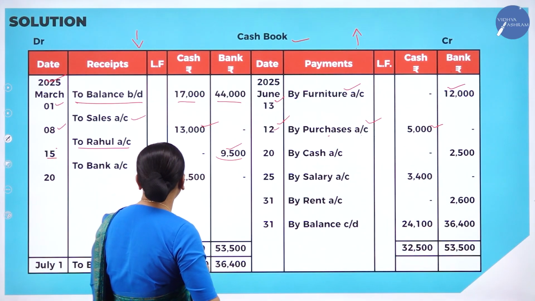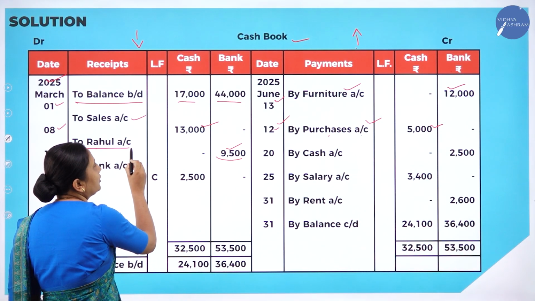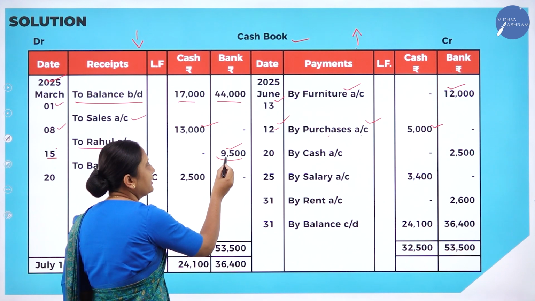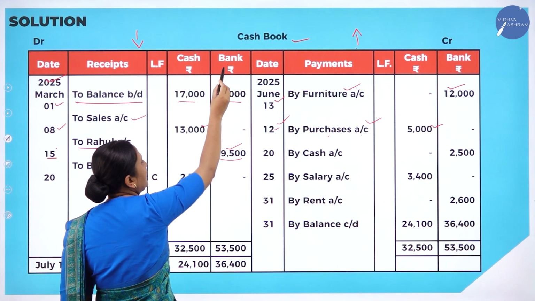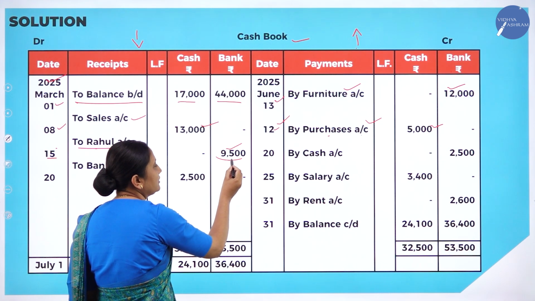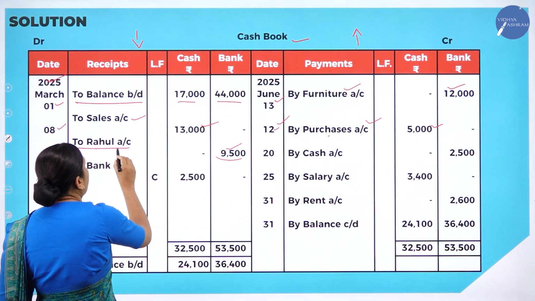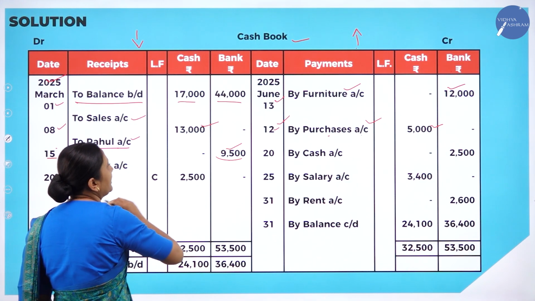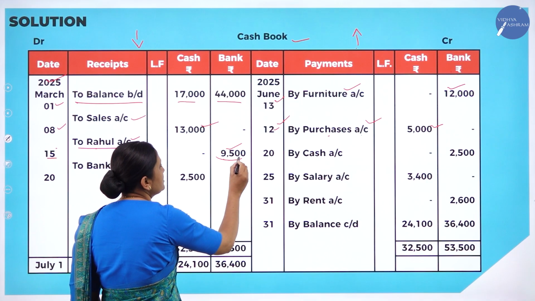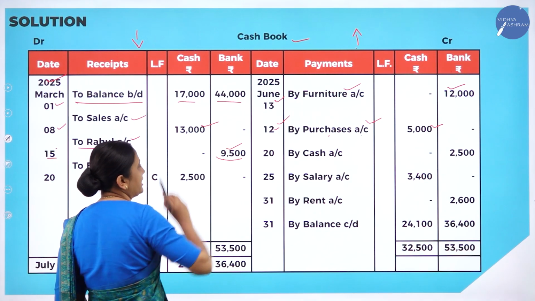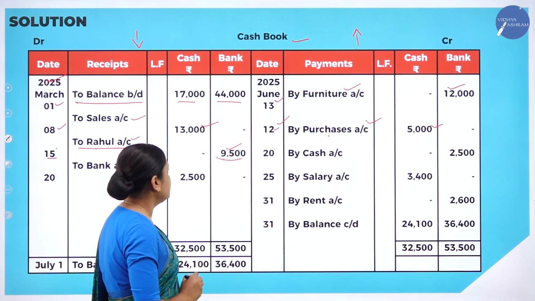Next, check received from Rahul and deposited on the same day. Okay, Rahul account, same day we have deposited, right? That is why my bank balance is increasing. So I have entered it on the debit side. Rahul account, Rahul is the giver of the money. How much is he paying? 9,500 in the form of check. That is why in the bank column.